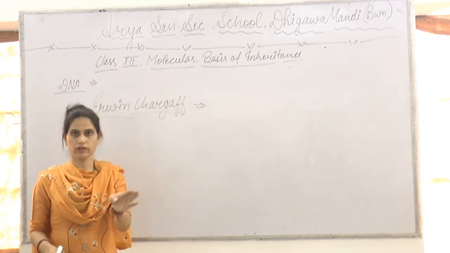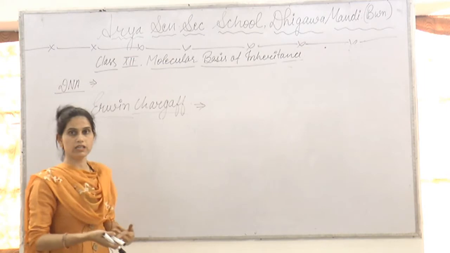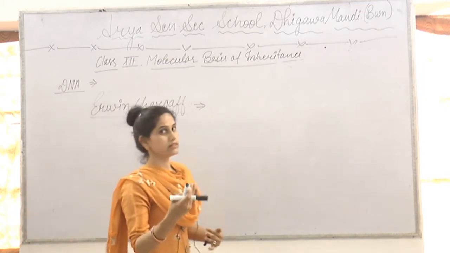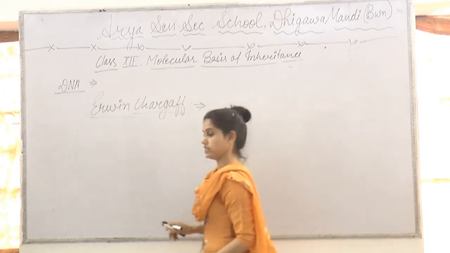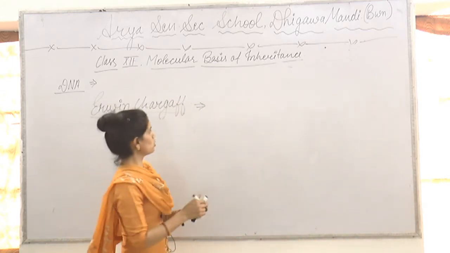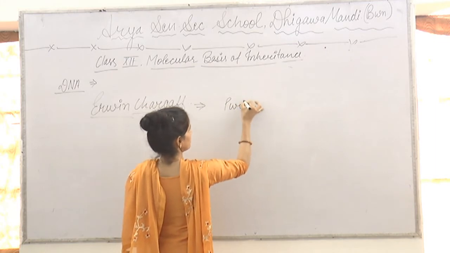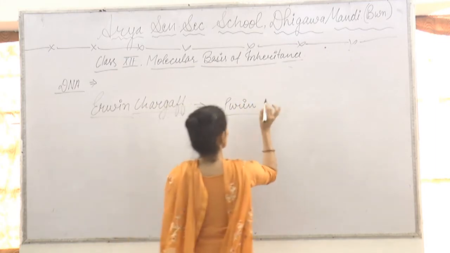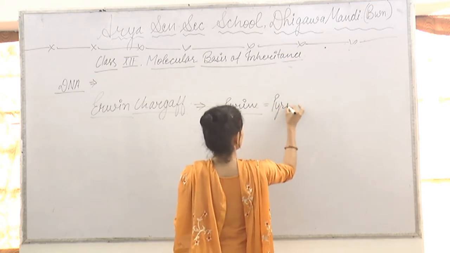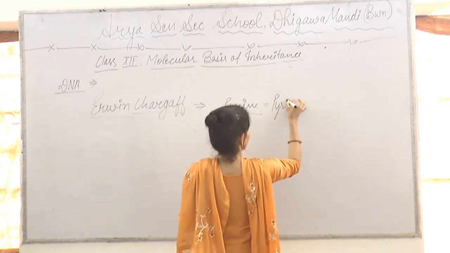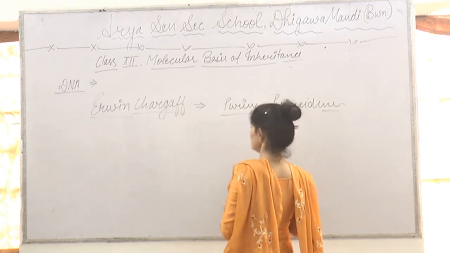One purine, one pyrimidine. One purine, another pyrimidine. For example, adenine always pairs with thymine, and guanine always pairs with cytosine. So the ratio of purine will always be equal to pyrimidine.